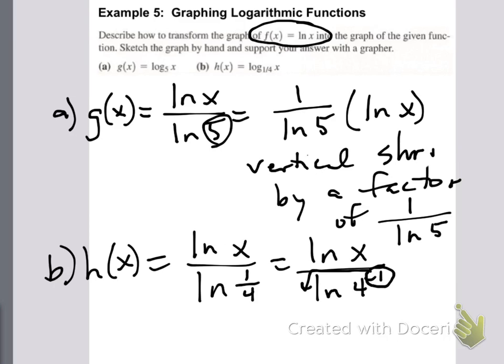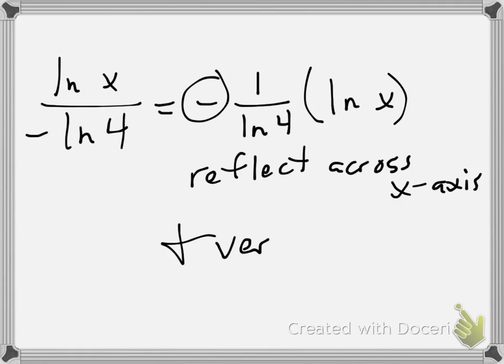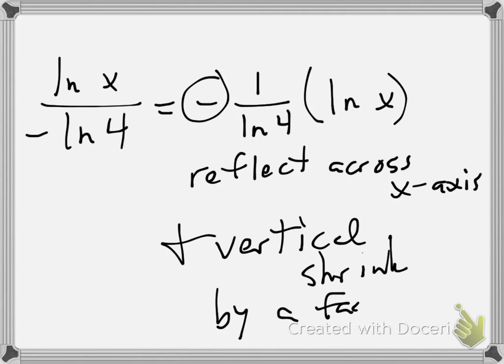It's a vertical shrink by a factor of 1 over ln 5. The reason why it's a shrink, guys, is because of the fraction. 1 over ln 5 is 1 over some number, a fraction less than 1, so you get a shrink. That's why. So you're going to get a vertical shrink by a factor of 1 over ln 4. Notice I didn't put the negative there because the reflection took care of the negative. Now we just focus on the fraction.